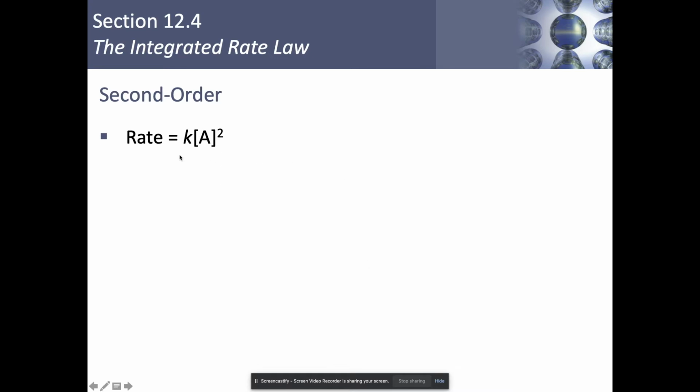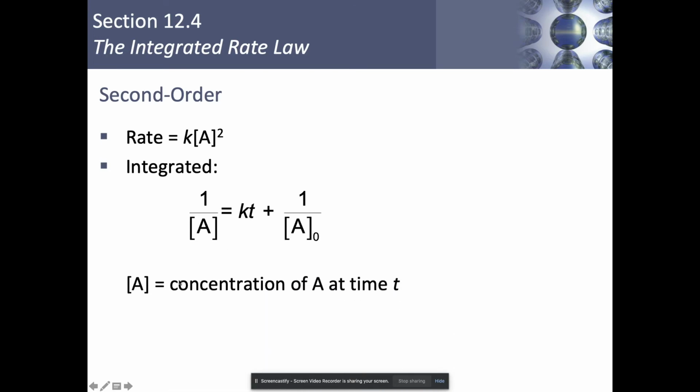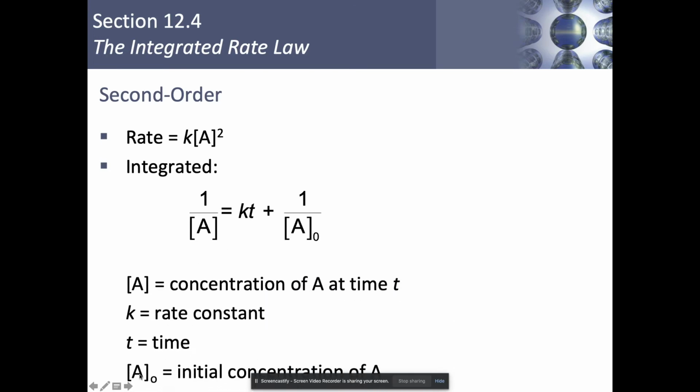So second order reaction. It looks something like this, rate equals K A squared. What does the integrated rate law look like? 1 over A equals Kt plus 1 over A sub 0. A, again, is the concentration of A at a particular time. K is your rate constant. T is time. And A sub 0 is our initial concentration of A.